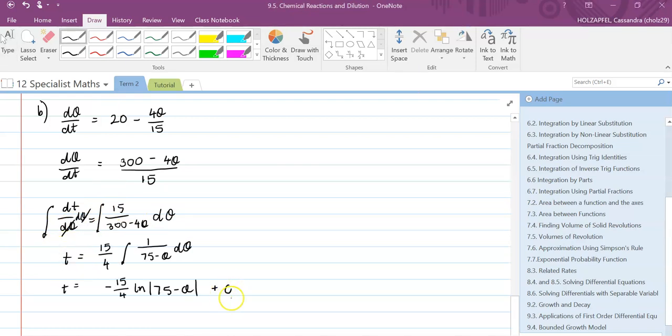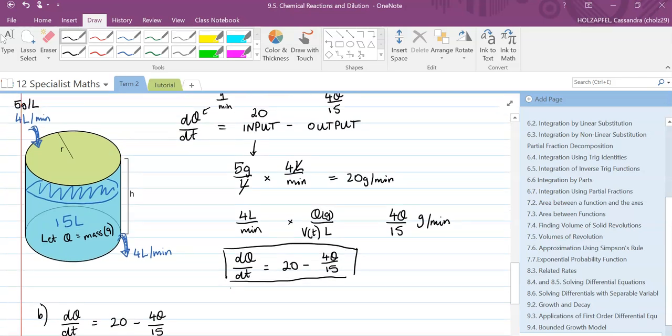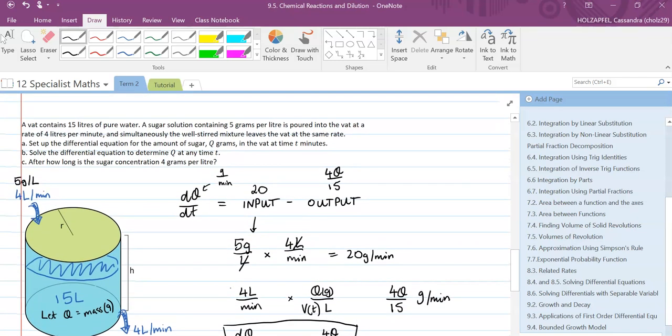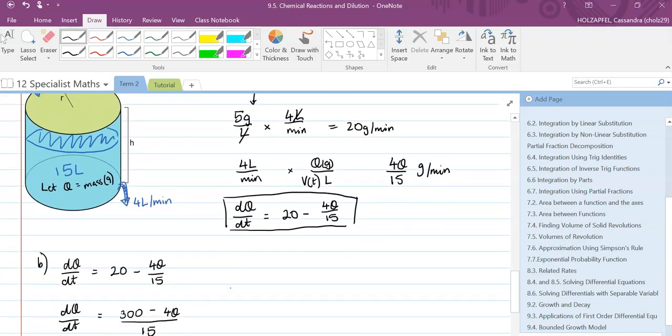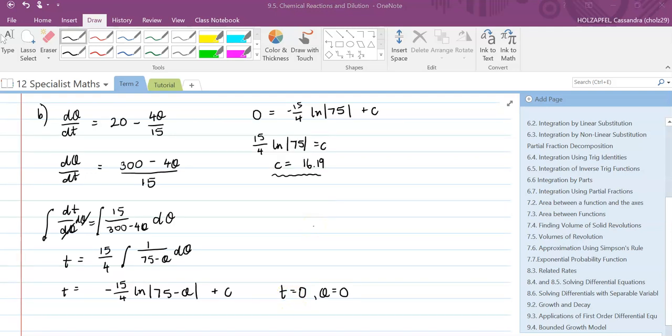The last thing we need to do now is determine C. To do that, let's go back and read our original question to determine the concentration of salt. So a vat contains 15 litres of pure water. So there you go, it doesn't contain any salt whatsoever. So when t is equal to 0, then Q is also equal to 0. So I can substitute in now and solve for C. C is going to be equal to about 16.19.